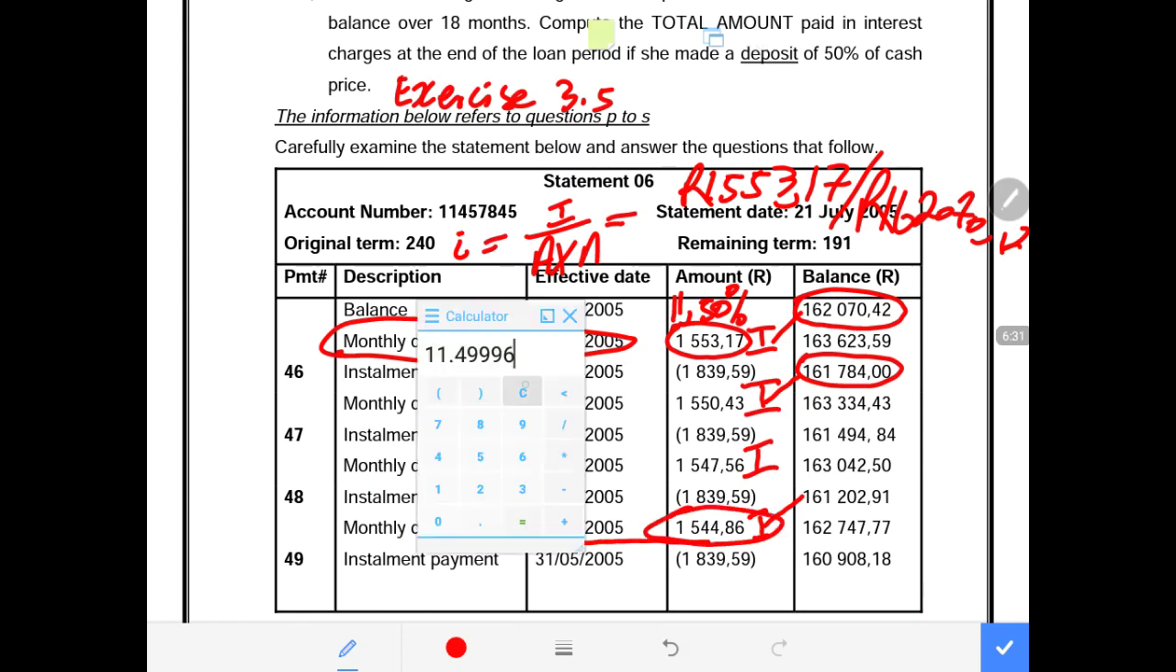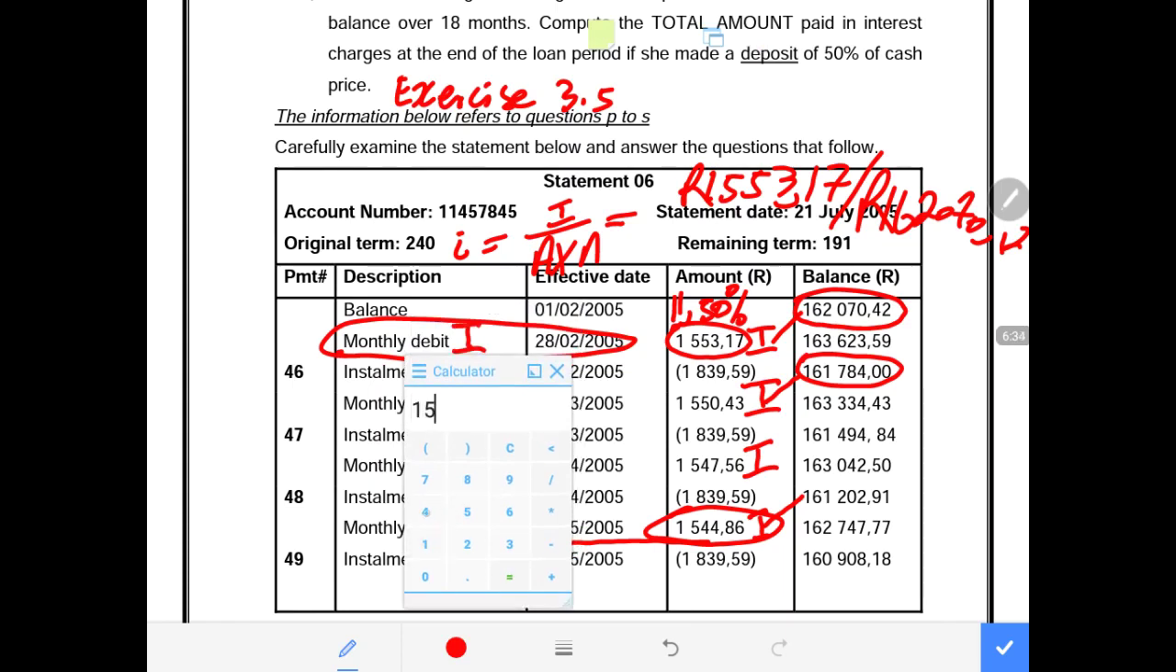You can test any one. Then we can say now 1,544 rand 86 cents divided by the balance after the payment of the fourth month was made, or the balance at the end of the previous month. Then divide by 161,202 rand 91 cents. Then we times by 12 because we need it for the entire 12 months in a year. Then we multiply this also by 100 so that it becomes the full percentage of the interest. Our I is equal to 11.50. We can say that is consistent.